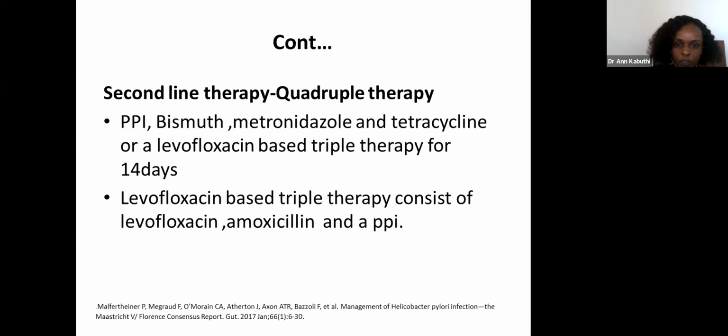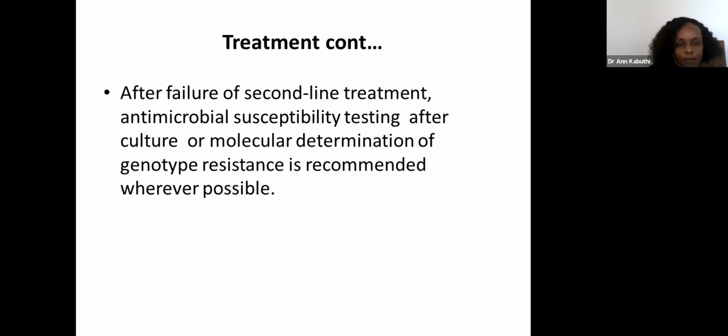And the levofloxacin-based triple therapy here includes levofloxacin, amoxicillin, and a proton pump inhibitor. So now, after you've done first line treatment, it has failed. You've done second line treatment and it has failed. So what is the next step? After a failure of second line treatment, antimicrobial susceptibility testing after culture or molecular determination of a genotype resistance is recommended wherever possible.